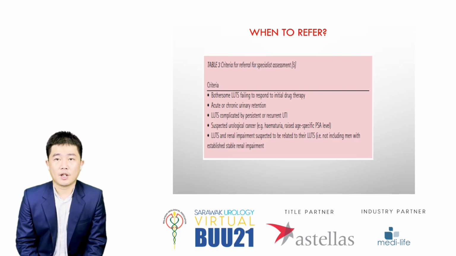So lastly, when to refer these patients to a specialist clinic for further assessment: if the symptoms are not responding to initial drug therapy, if they are experiencing recurrent urinary retention, recurrent urinary tract infections, or if you suspect they are harboring any possibility of urological cancer, for instance, visible hematuria or raised PSA level, then they would ideally be referred to a specialist clinic for a further review.